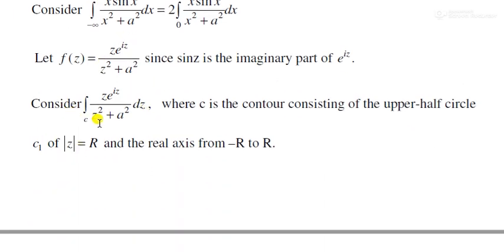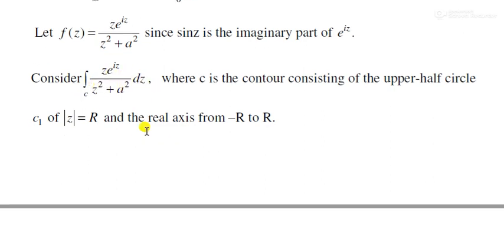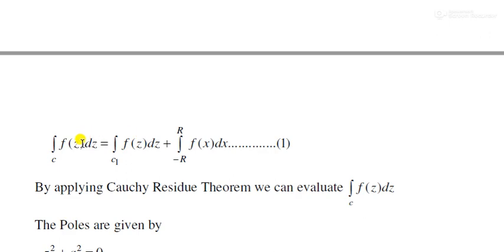Now consider the integral over C of z e power iz by (z square plus a square) dz. Then according to the procedure, integral over C of f of z dz will be equivalent to integral over C1 of f of z dz plus integral from minus r to r of f of x dx.